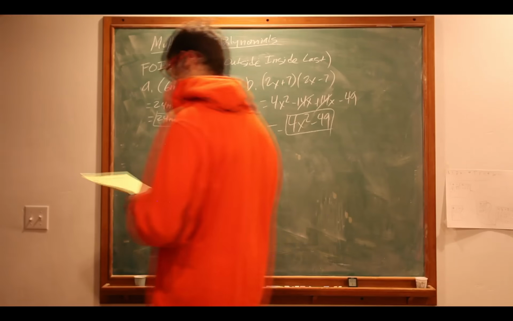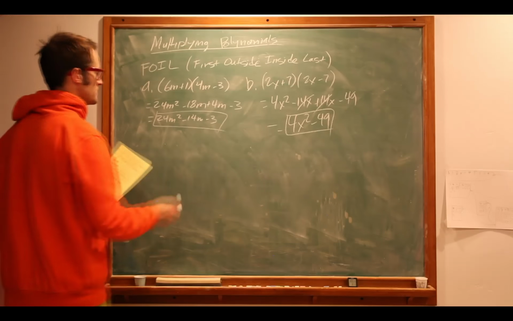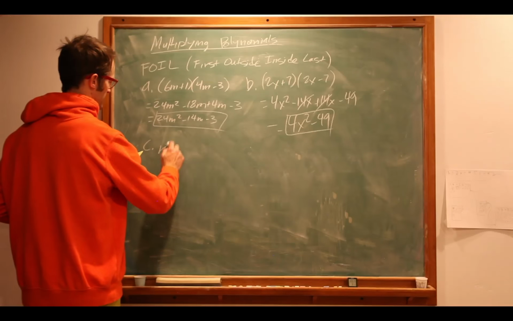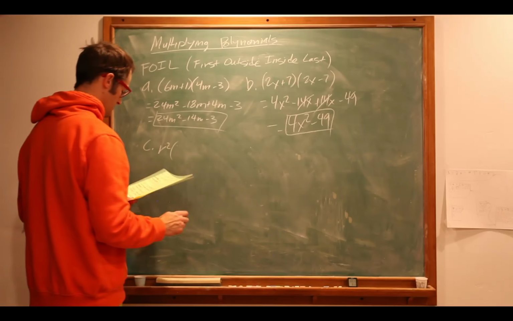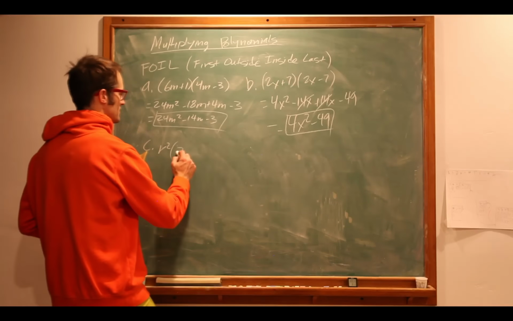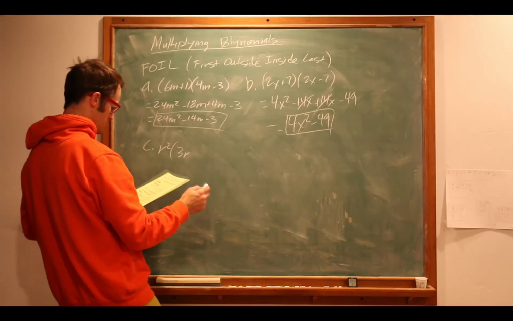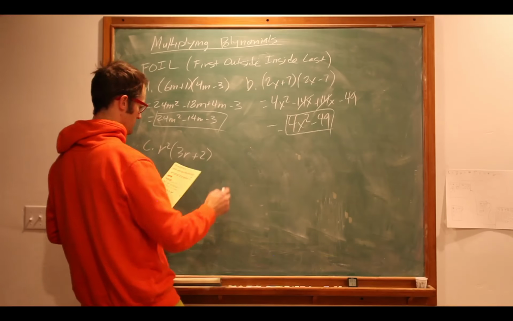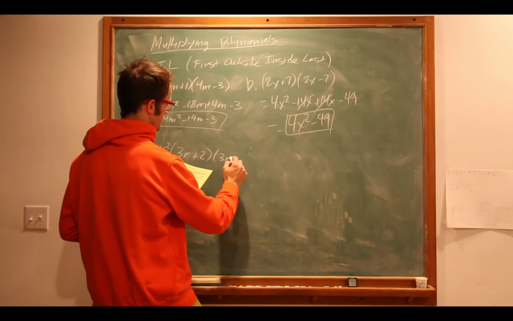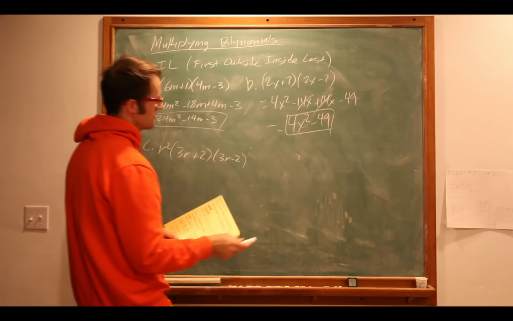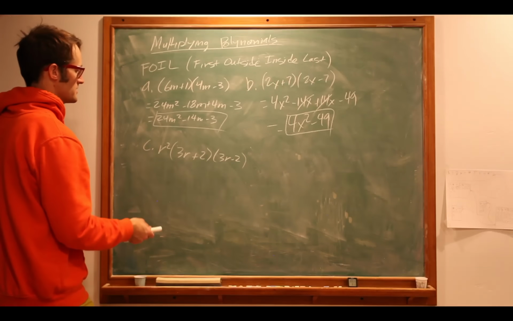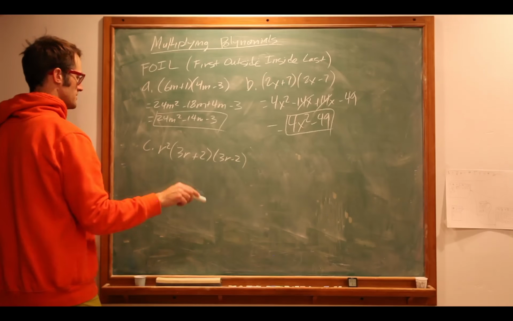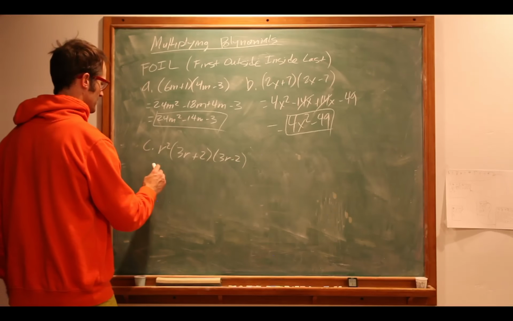Okay, let's do one last one. What if you have another term outside of the two binomials? That should be no issue. r squared times 3r plus 2, 3r minus 2. You can already see that the binomials will give 9r squared minus 4, but let's work through it.